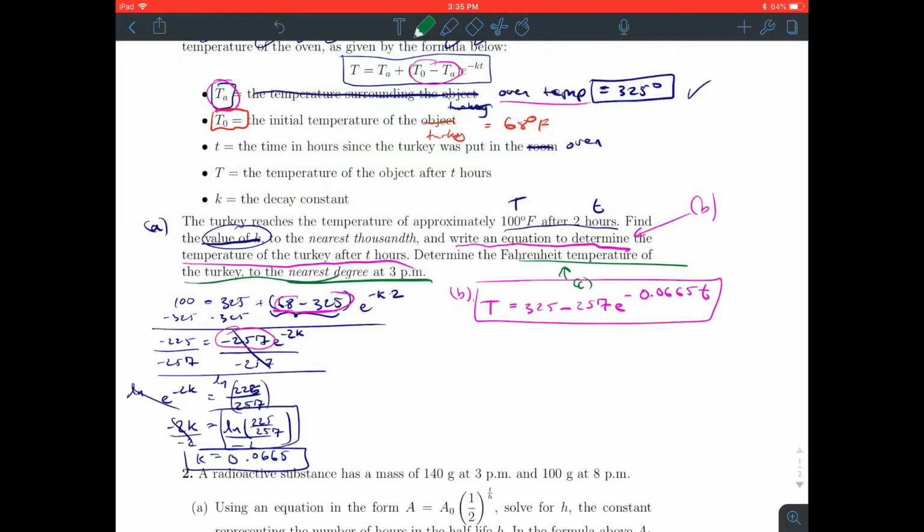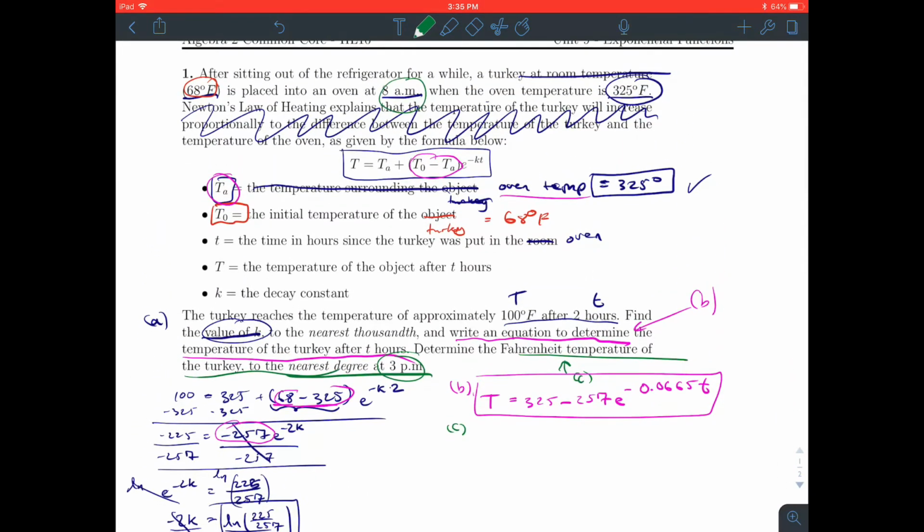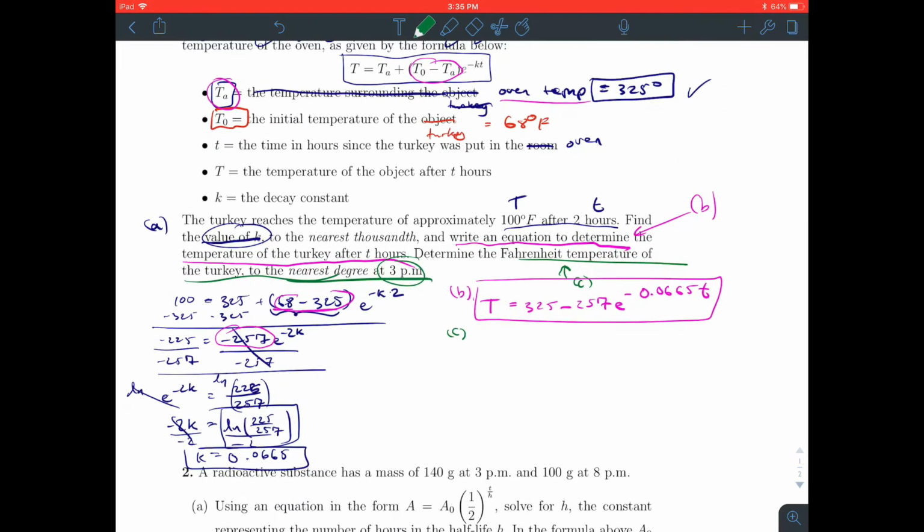For part C, we need to know the temperature of the turkey at 3 p.m. So 3 p.m. is a trick here. You have to remember you put the turkey in at 8 a.m. So from 8 a.m. to 3 p.m., that's 7 hours. So lowercase t for part C is going to be 7 hours. So we get big T is equal to 325 minus 257 e to the negative 0.0665 times 7. And you can plug this all in on your calculator on the right-hand side because that's all numbers and functions. The key to remember is you're going to have to use parentheses there.